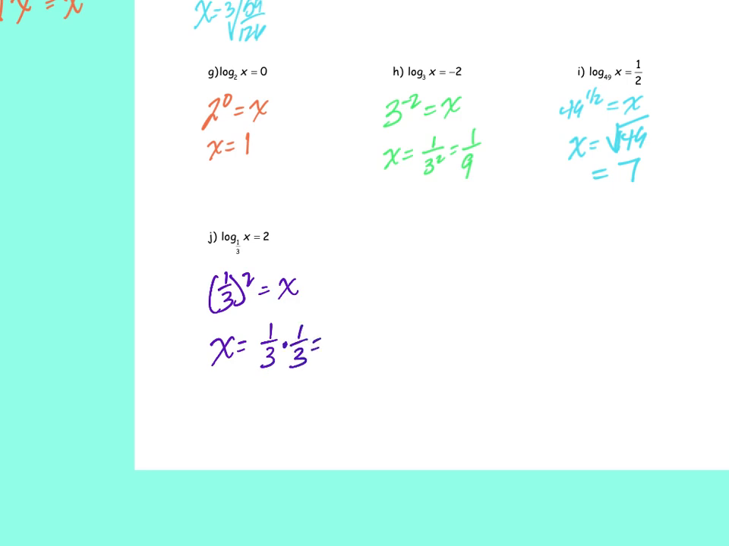I'll write it out so you can see it. 1/3 times 1/3 is, yes, Jessica, nice. How do I multiply fractions? Top times top and bottom times bottom. So that's 1/9. And that's my answer. Okay?